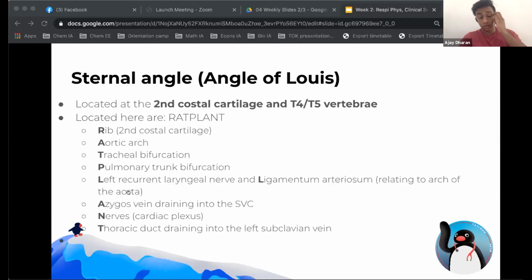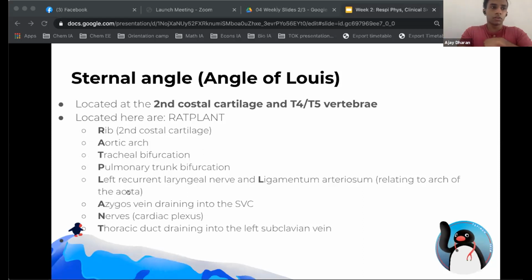So yeah, moving on to your sternal angle. This is very important, and I think you probably would have learned this last year during cardio as well. The sternal angle is your angle of Louis, and the mnemonic that you need to know is red lung. So where is the sternal angle actually? It's your second costal cartilage and T4, T5 vertebrae.